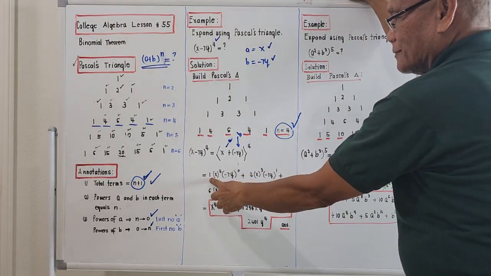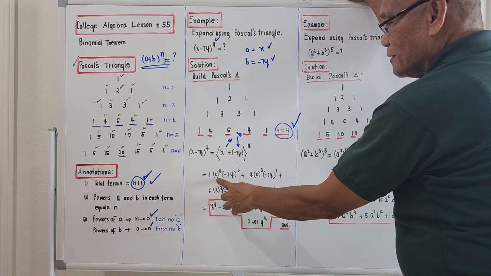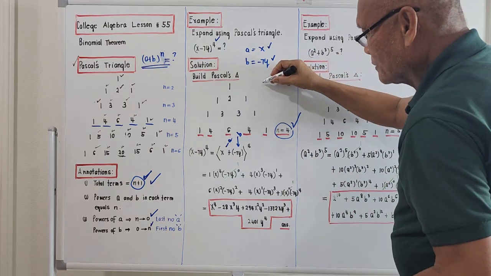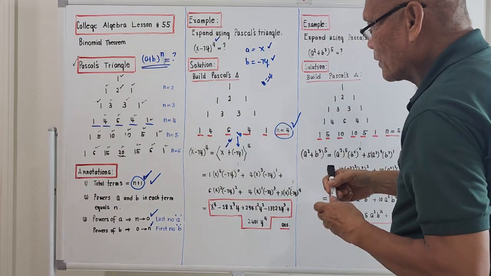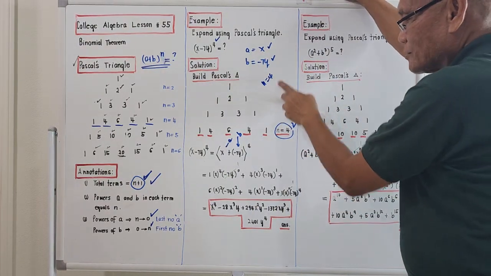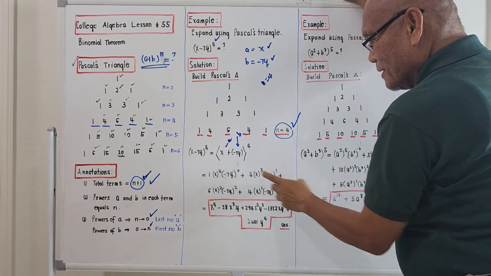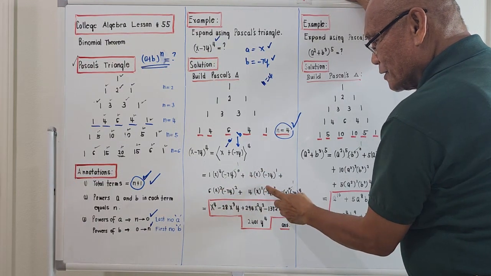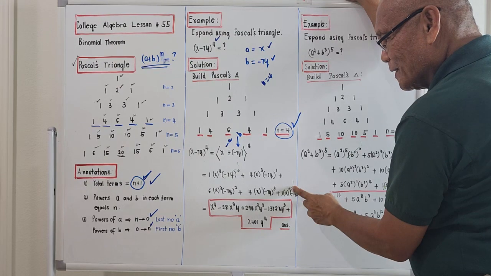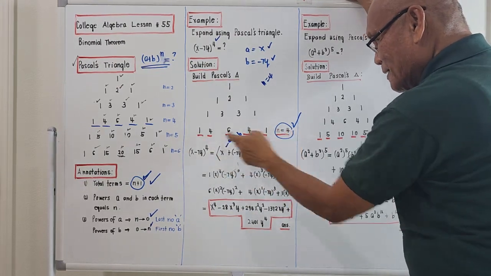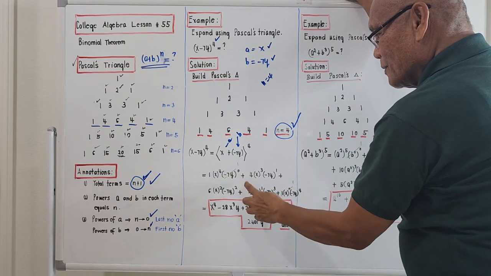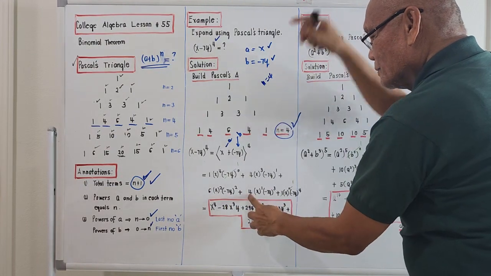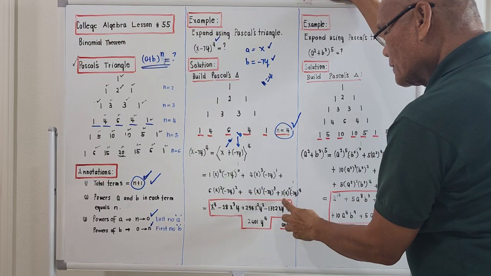The first coefficient is 1, right? The first term will be a to the fourth power. The power here, n is equal to 4. So the power of the first term should start with n. So this will be 4. It goes to 3, it goes to 2, it goes to 1, then it goes to 0. The coefficients I just follow: 1, 4, 6, 4 also, and the last one, the coefficient is 1.